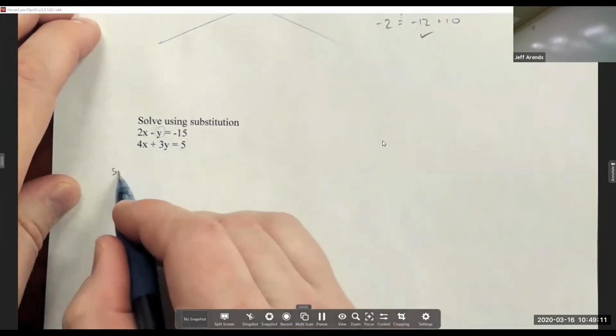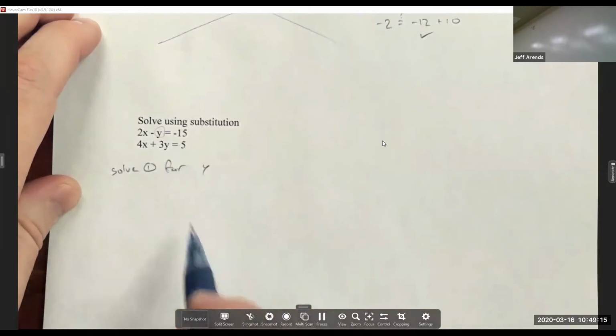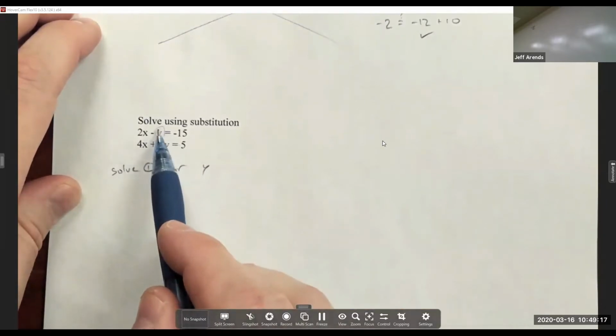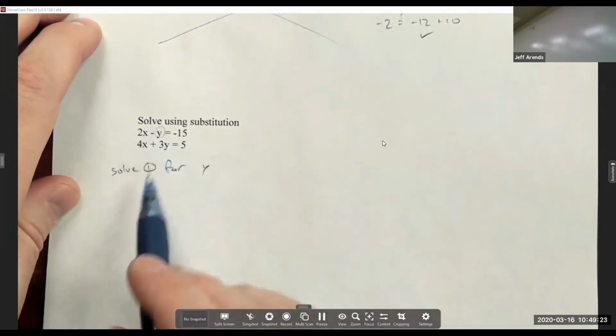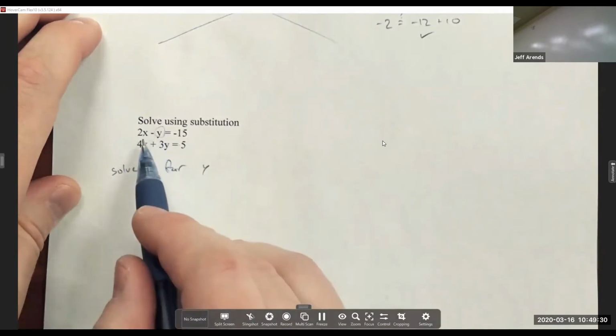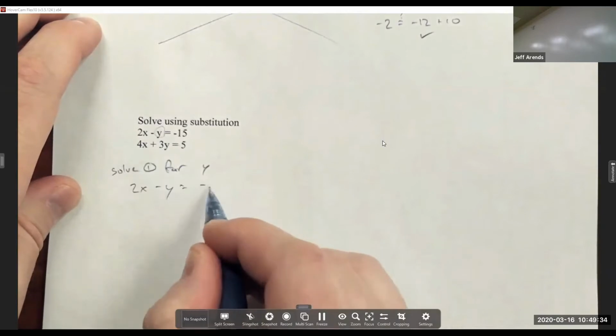That's what I'm going to do here. I'm going to solve the first equation for y. Like I said, the reason I'm doing that is because the coefficient here is a 1, or, well, in this case it's a negative 1. But it turns out a negative 1 is not really that much different. All right, so we have 2x minus y equals negative 15.